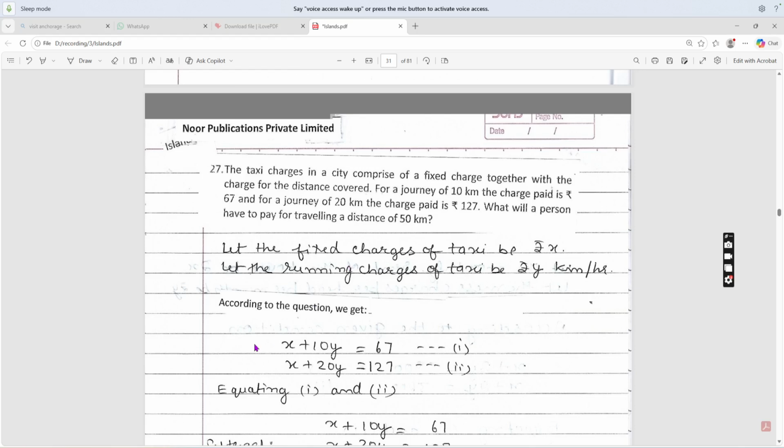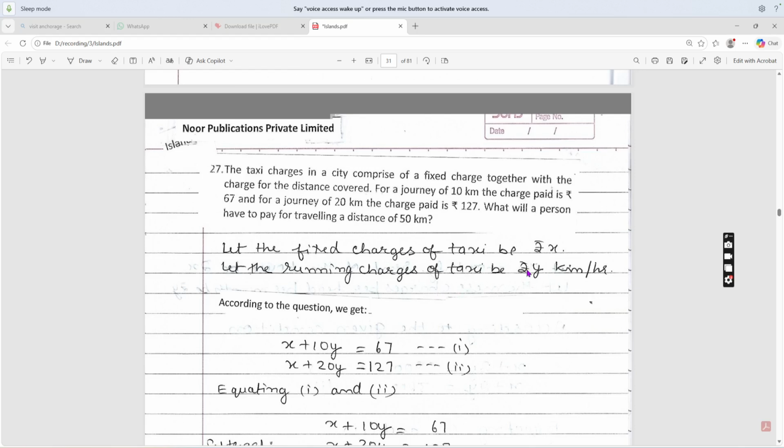How? Just see. Total fare is 67 in the first case. Total fare is 127 in the second case. But both of these two fares have one thing common, that is x and x. Why? Because x is the fixed charge which we have to pay. If we are going any number of kilometers, we have to pay it minimum. Afterwards, we have to pay 10 rupees for every extra kilometer.